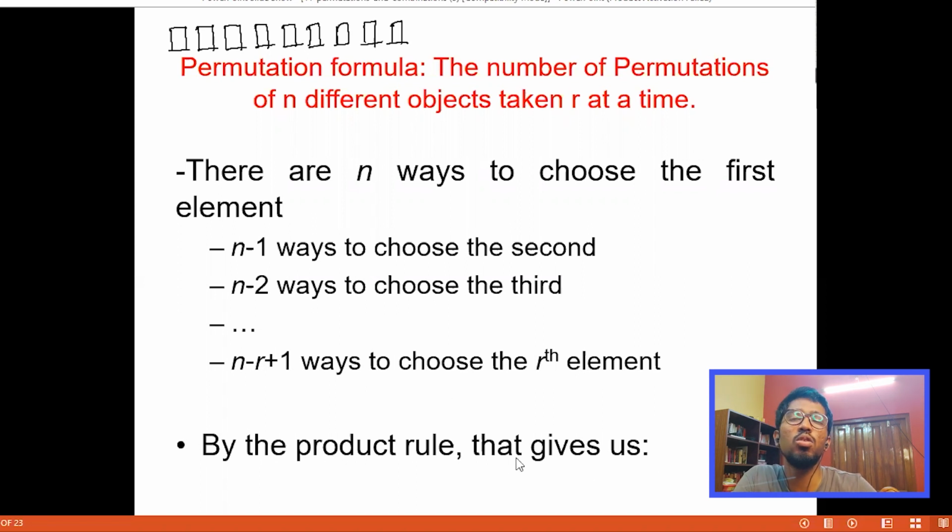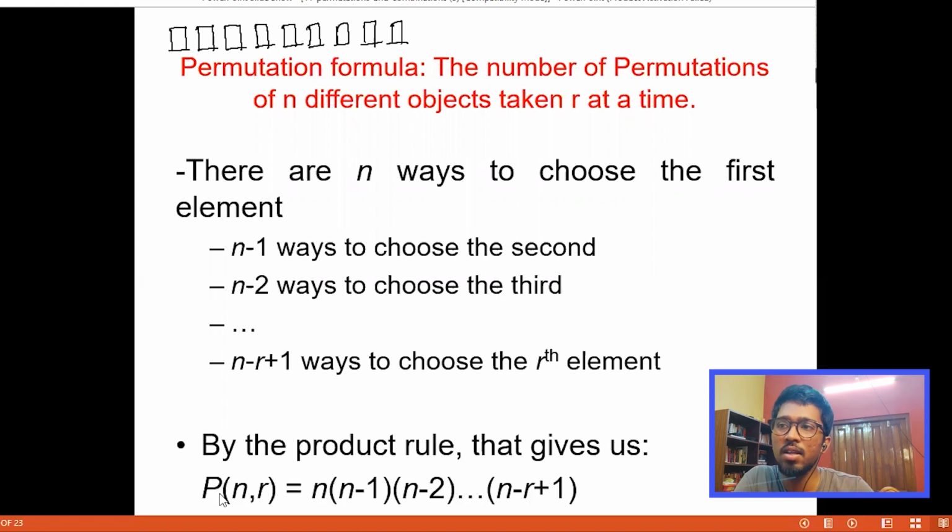So by the product rule, or the principle of counting, the total number will be P of n comma r, that is the same as nPr, which is equal to n into n minus 1 into n minus 2 ... like n minus r plus 1. So this is the formula.